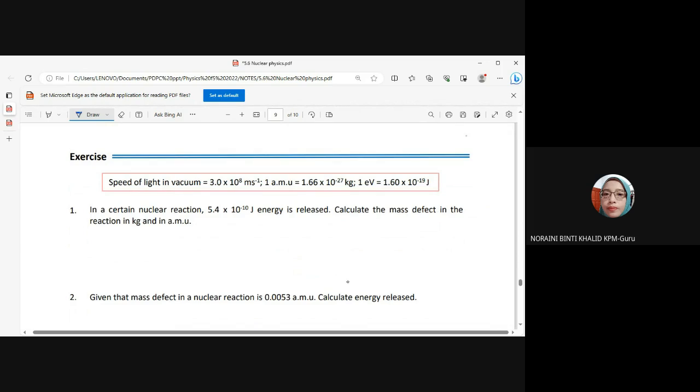Okay. Calculate mass defect. Okay. Kalau dia dah bagi dah ni energy, terus dia guna E equals to mc squared lah. Maksudnya m ialah E divide by c squared. Jadi 5.4 times 10 power negative 10 divide by (3 times 10 power 8) squared. Jadi you akan dapat mass dalam kilogram. Okay, mass dalam kilogram.